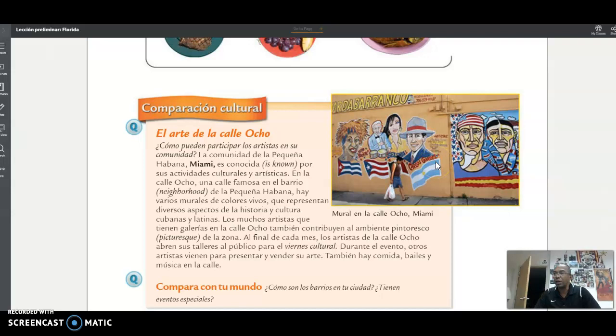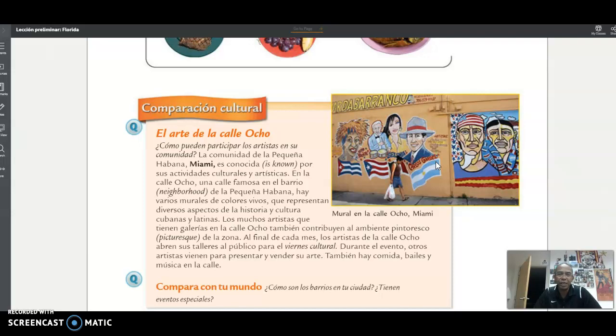This is a cultural activity, okay? So, this is the question that I would like you to answer. You have a piece of paper right now. Please answer the following question. How are the neighborhoods in your city? Okay, how are they? Do they have special events? One more time, write this down. Can you describe how your neighborhoods in your city are? Do they have special events?